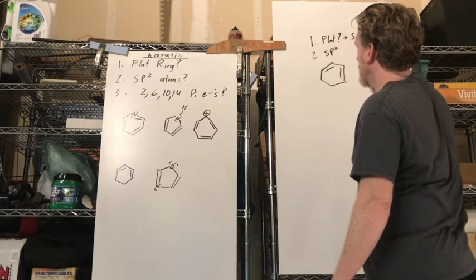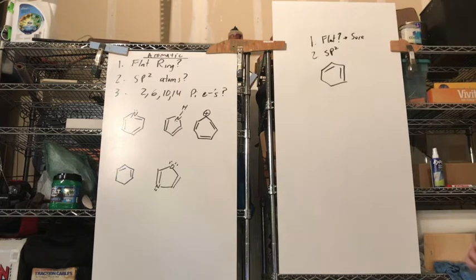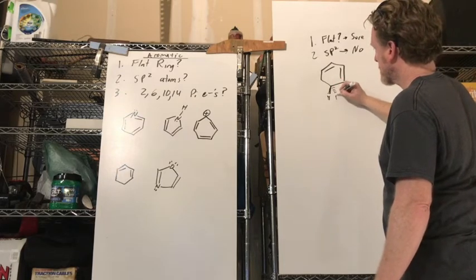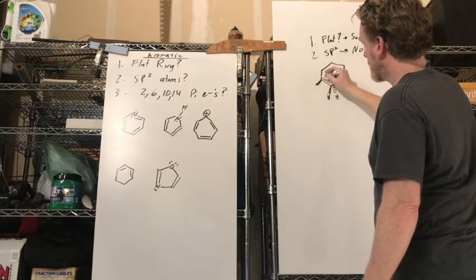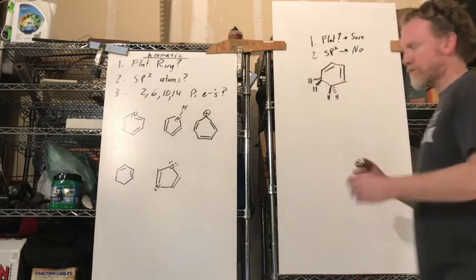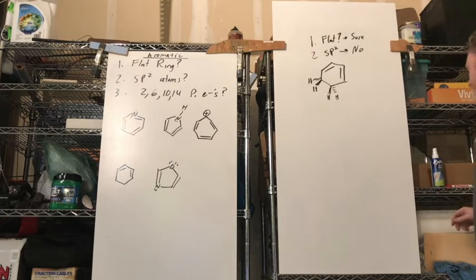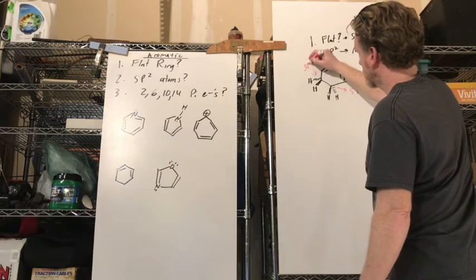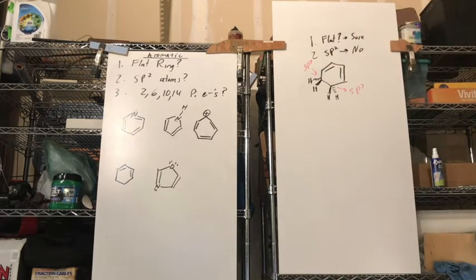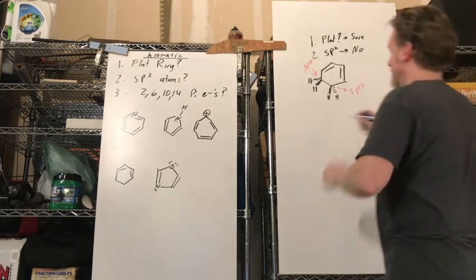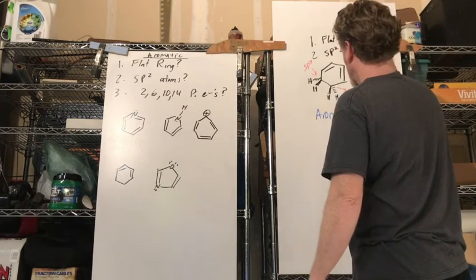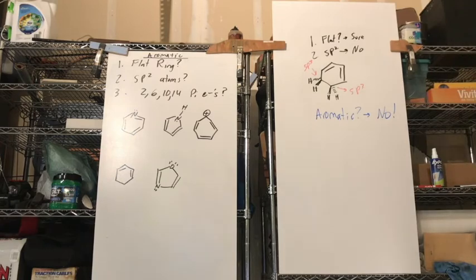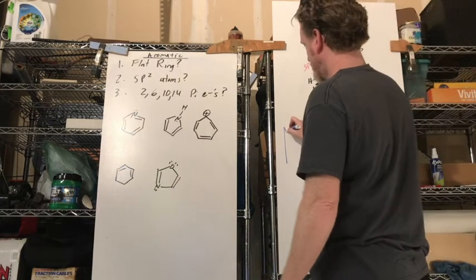Does it have sp2 atoms all the way around the ring? No, it doesn't, because this carbon has 2 hydrogens. This one has 2 hydrogens. So each of those carbons has 4 atoms. It can only be sp3. So is this molecule aromatic? No, it's not aromatic.